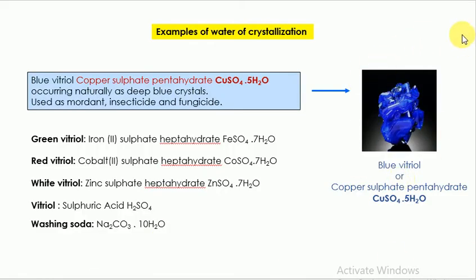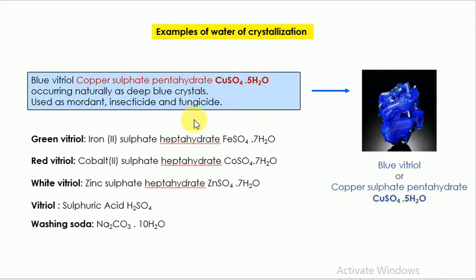It is interesting to know some examples of water of crystallization. Blue vitriol. Here you can see the diagram of blue vitriol. This is copper sulfate pentahydrate. Why penta? Because 5H2O is written here. It means penta. So copper sulfate pentahydrate.